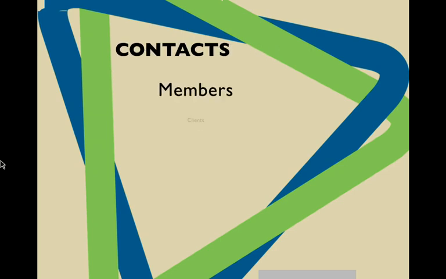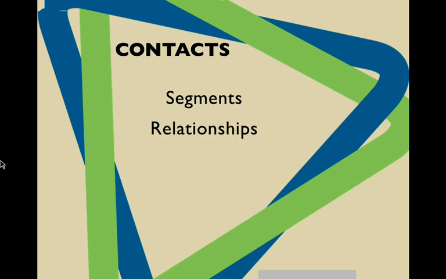CiviCRM's core functionality is, of course, managing contacts. Those contacts can be members, clients, volunteers, donors, or affiliates. Its primary power is in being able to segment those contacts by using groups, contact subtypes, and tags to organize them, and relationships, where you can not only relate contacts to, say, their employer as an organization, but also contacts to each other, say, in a parent-child relationship, or contacts to your households, et cetera.